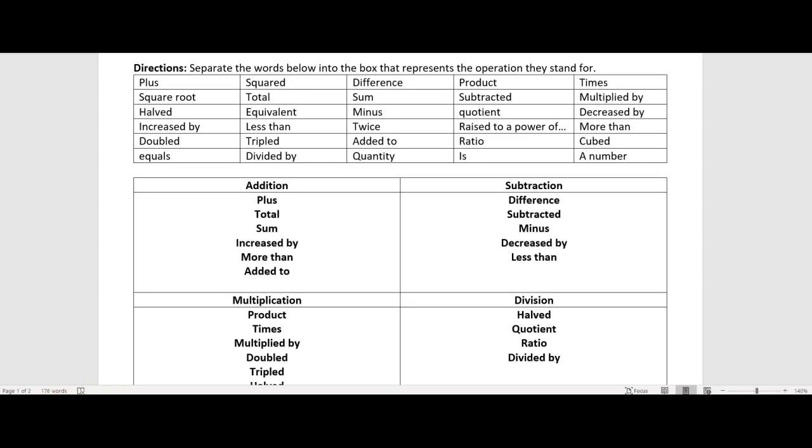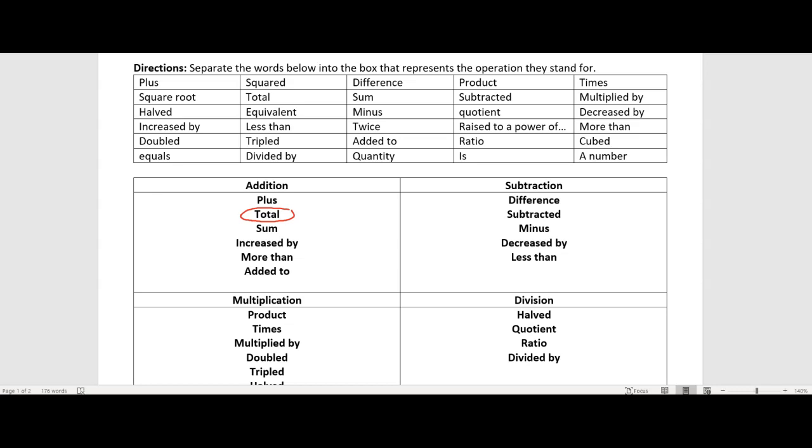All right, so you can now check your work. The words we have that represent addition are plus, total, sum, increase by, more than, and added to. The only one I think you may be a little confused about is total. Maybe you think total represents equals because you're adding a bunch of things together and then equaling something, but that's the whole idea. The total represents an expression where you're adding things together.